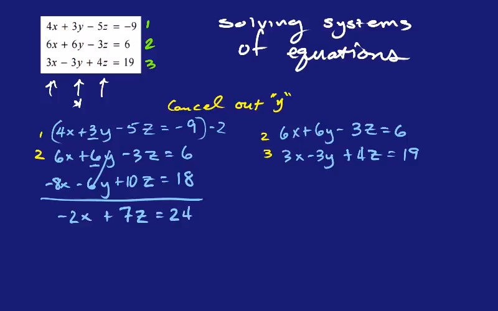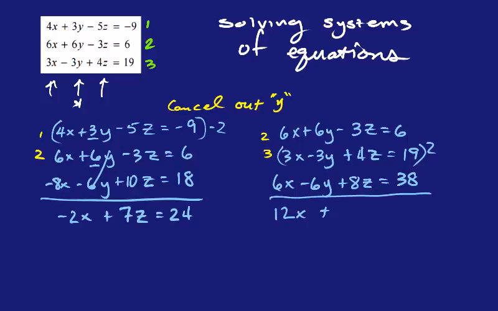And then in this one, as we look at it, I just need to multiply this one by 2. And so I'd have 6x minus 6y plus 8z equals 38. And so then I'm going to add down. And so I'll have 12x plus, let's see, -3 plus 8 is 5z. And that equals 6 plus 38, which is 44. And so this is kind of a longer process.